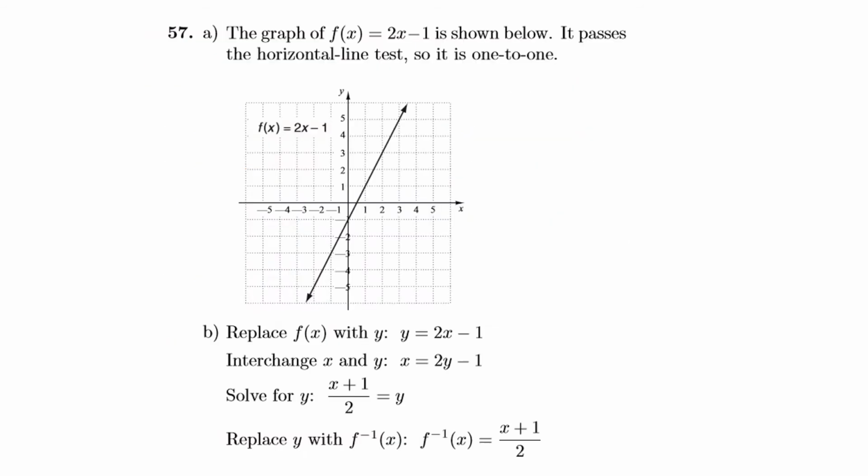Let's see how you did. Okay, so if we graph that, we see, oh, it passes the horizontal line test, and so we know it is 1 to 1. Now, what we're going to do is we're going to replace f of x with y.